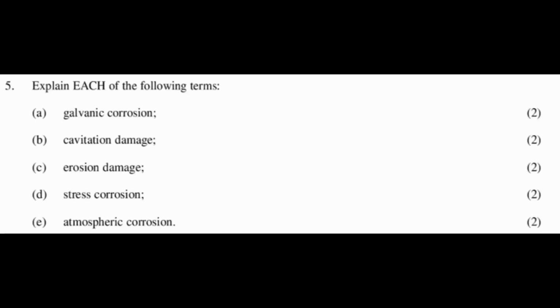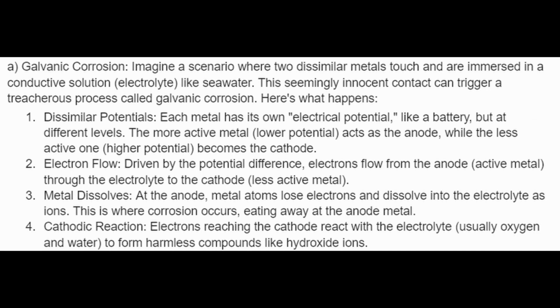Explain each of the following terms. A. Galvanic corrosion. B. Cavitation damage. C. Erosion damage. D. Stress corrosion. E. Atmospheric corrosion. A. Galvanic corrosion. Imagine a scenario where two dissimilar metals touch and are immersed in a conductive solution, the electrolyte, like seawater.